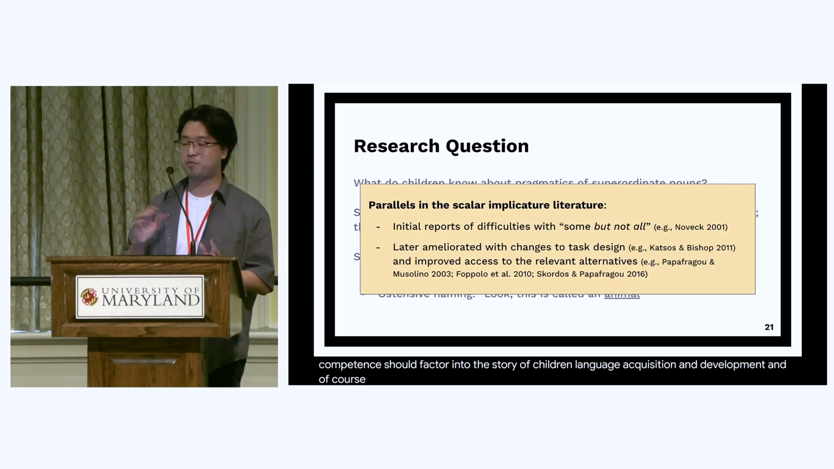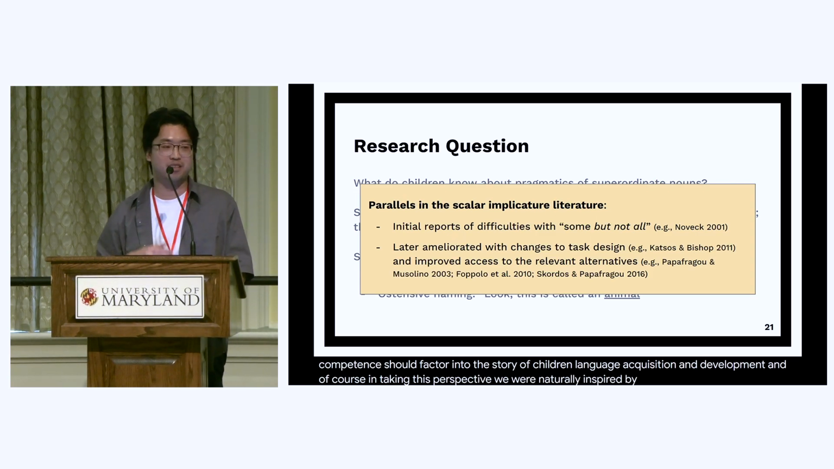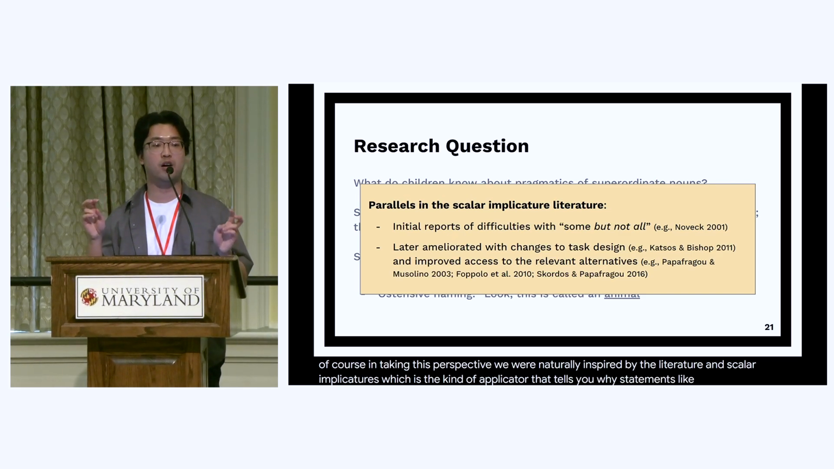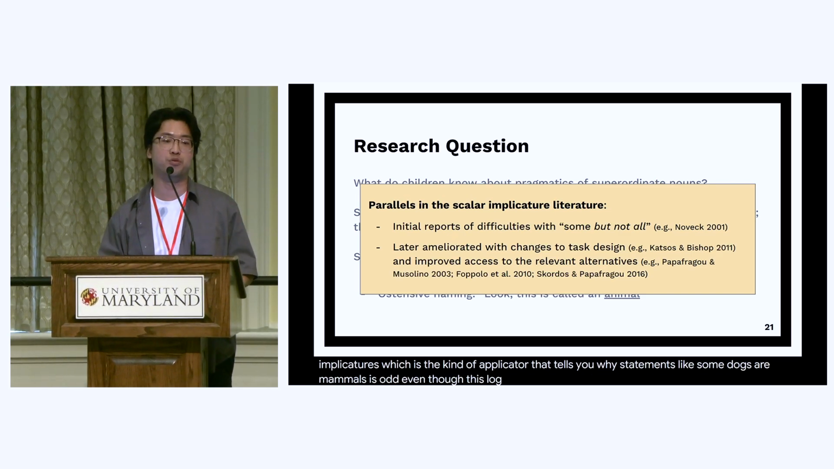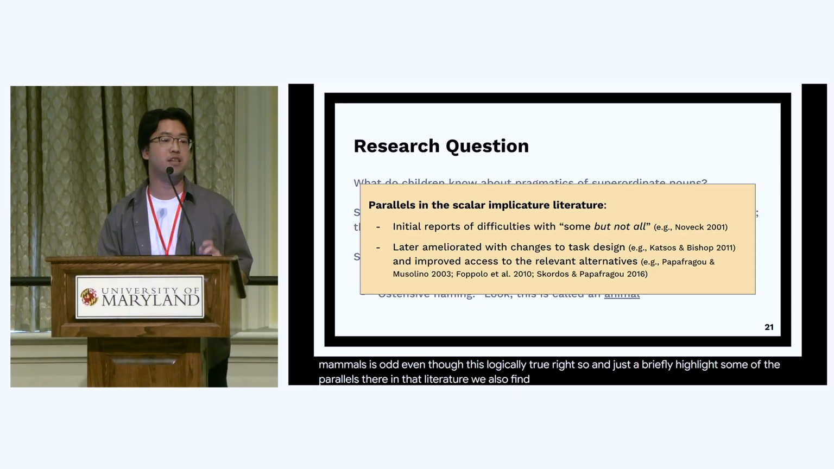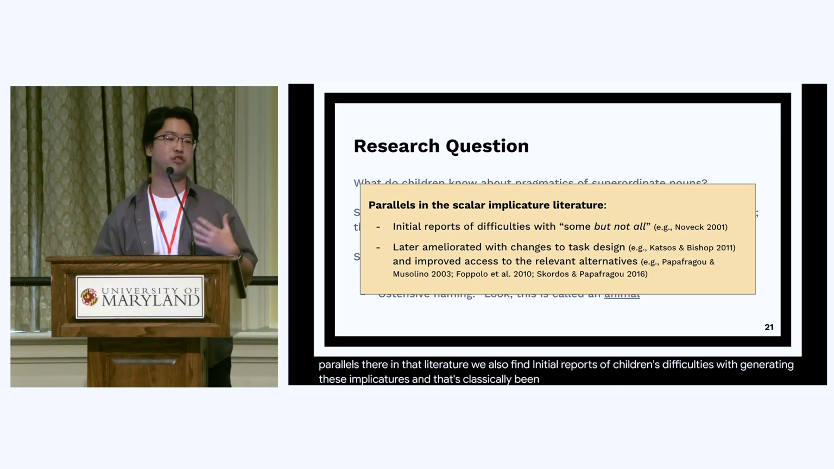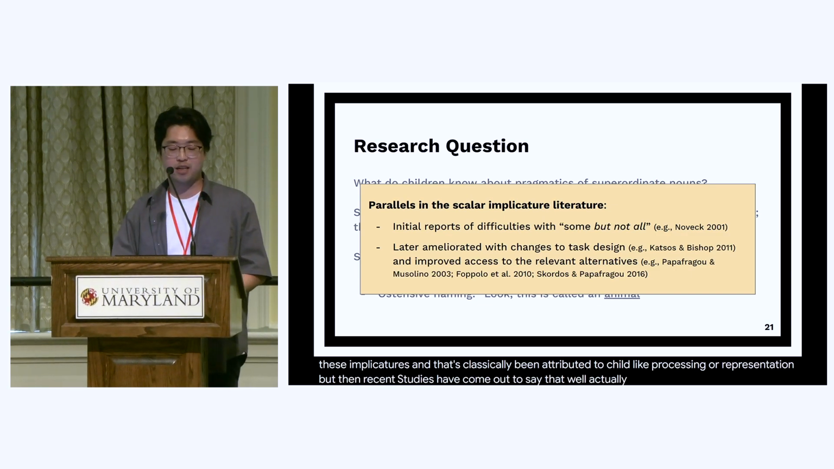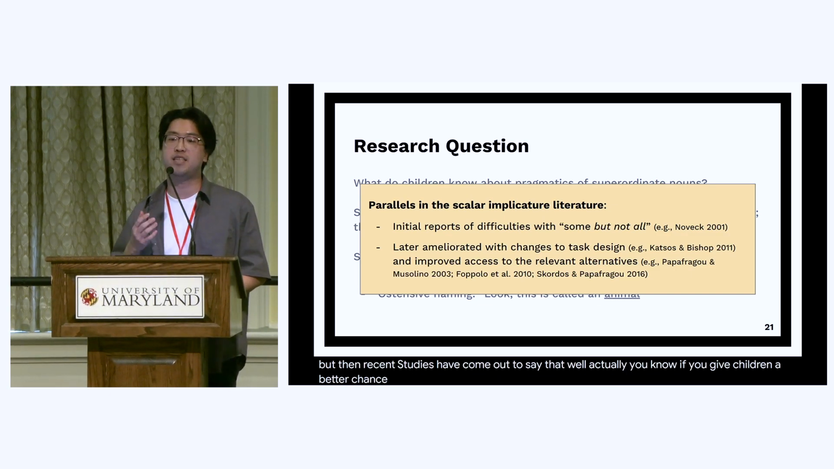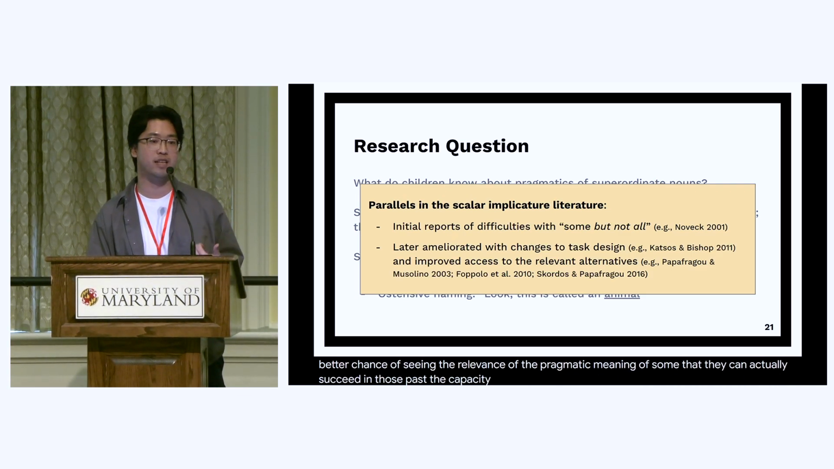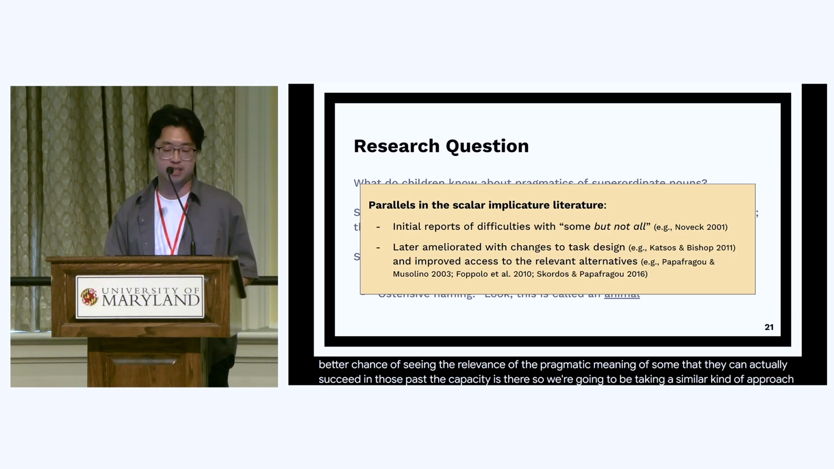And of course, in taking this perspective, we were naturally inspired by the literature on scalar implicatures, which is the kind of implicature that tells you why statements like some dogs are mammals is odd, even though that's logically true, right? And just to briefly highlight some of the parallels there, in that literature, we also find initial reports of children's difficulties with generating these implicatures, and that's classically been attributed to childlike processing or representation. But then recent studies have come out to say that, well, actually, if you give children a better chance at seeing the relevance of the pragmatic meaning of some, then they can actually succeed in those tasks. The capacity is there. So we're going to be taking a similar kind of approach in this study.